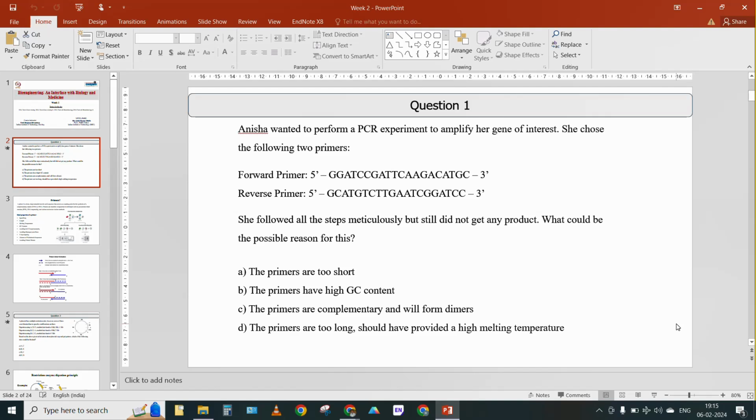Okay. Before moving forward, let me explain the details and basic concepts about primers and the PCR experiment. Then we'll come to this question and rectify all the doubts about whether it is option A, B, C, or D. So you know the answer, primers having high GC content must be the reason, but you don't know why. So let's start from the basic concept, then we'll know the reason.